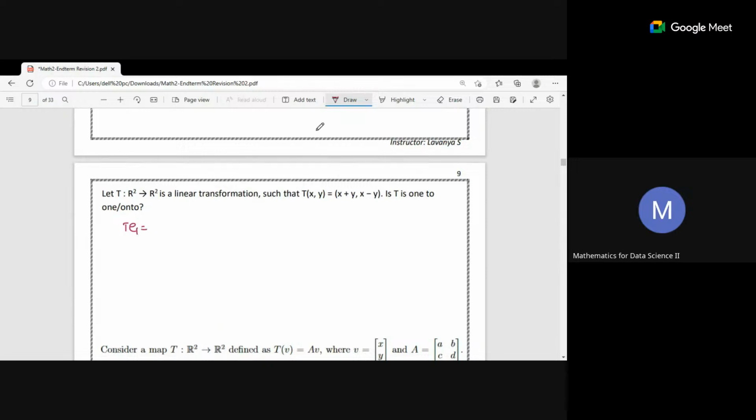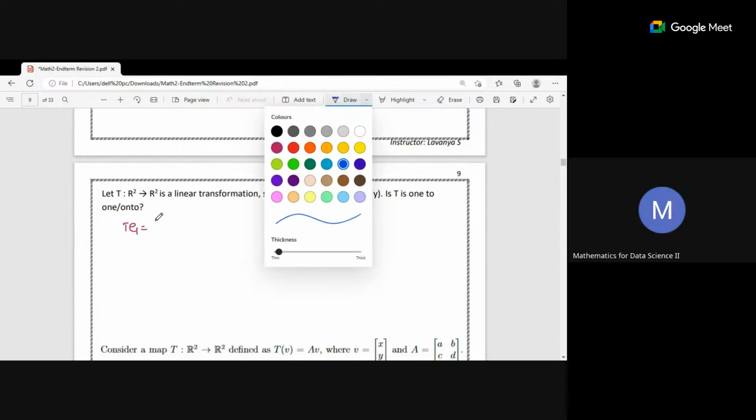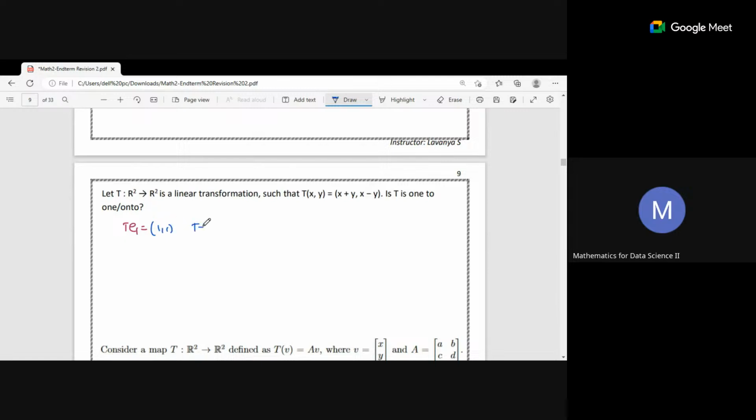What is TE1? (1, 1). TE1 is (1, 1) and TE2 is (1, -1). So your matrix A is equal to, row-wise, 1, 1, 1, -1, TE1, TE2, right? Okay. So now what is the determinant of A?